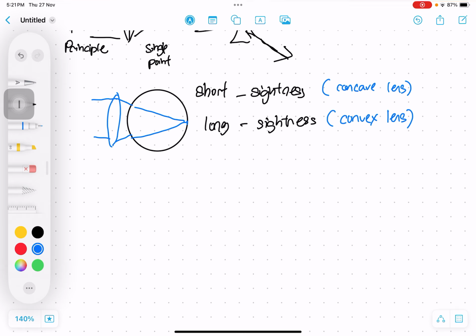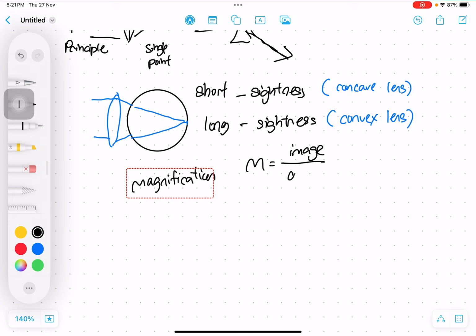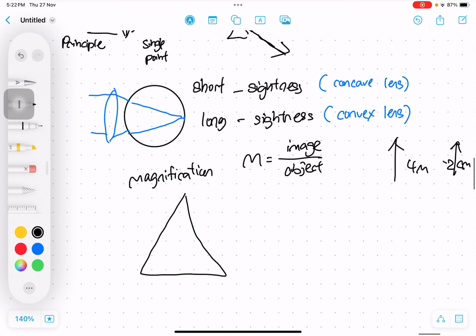Okay, other than that we have also learned about magnification. So how do we know if it's going bigger or smaller? So m equals magnification equals the size of the image over the size of the object. So if the object is 4 cm and the image is 2 cm, then you just put it in and you can get the answer already. Magnified or not magnified.